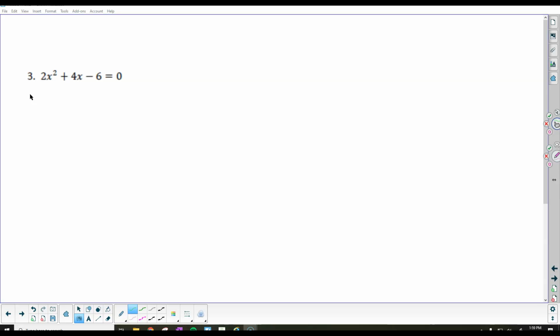Speaking of factoring, what can I factor out of 2, 4, and 6? Yeah, let's factor out the GCF. Let's factor out that 2. So 2x squared divided by 2. Guys, we're just going to cut all this stuff in half. And then look what is left over. Is this factorable? X squared plus 2x minus 3?